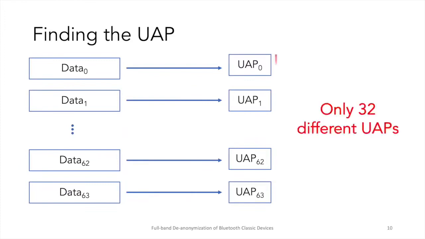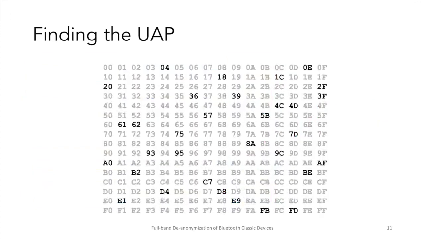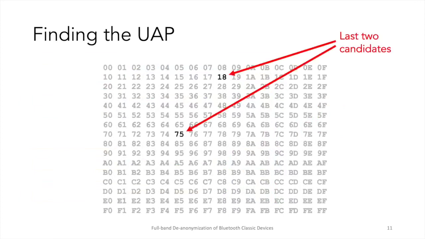In practice, we demonstrate in the paper that there are only 32 different UAPs for every packet. The method then works iteratively by removing all the wrong candidates and converging to the correct UAP. We prove that when only two UAPs are left, this last ambiguity can be solved only with some analysis on the payload of the packet.